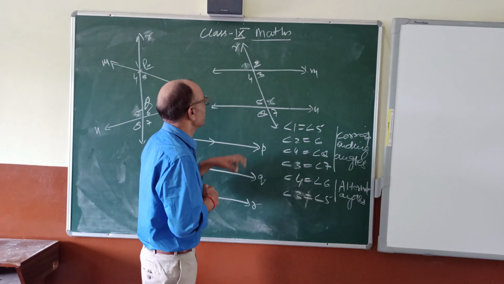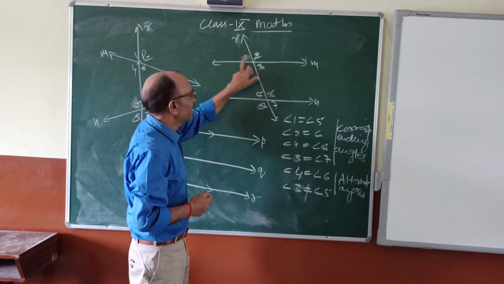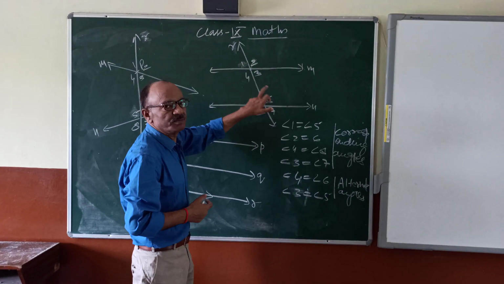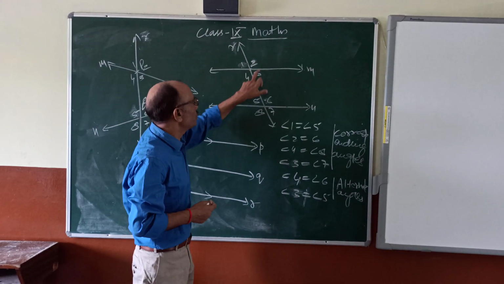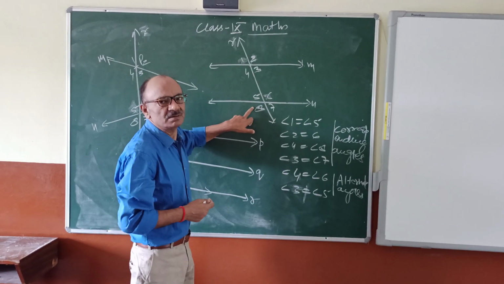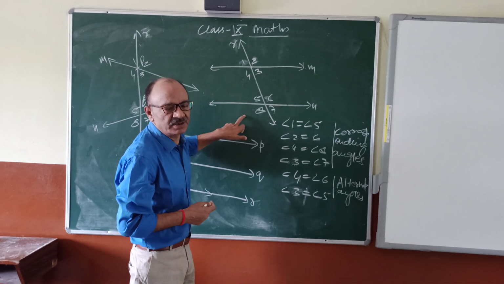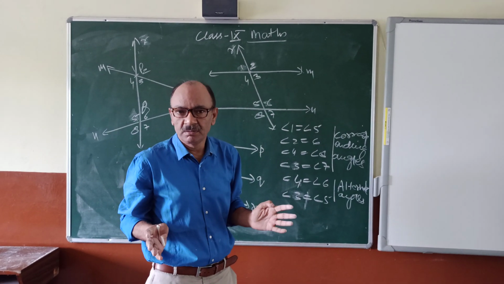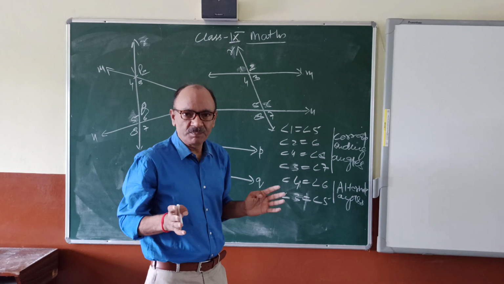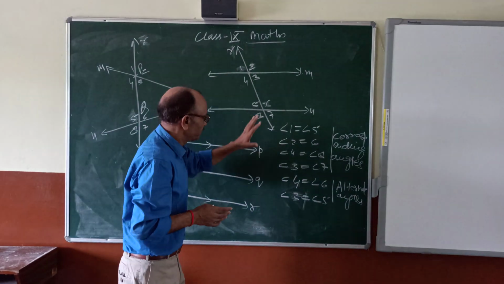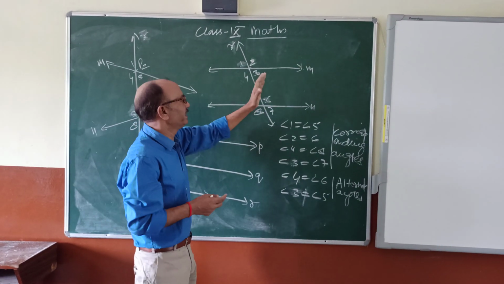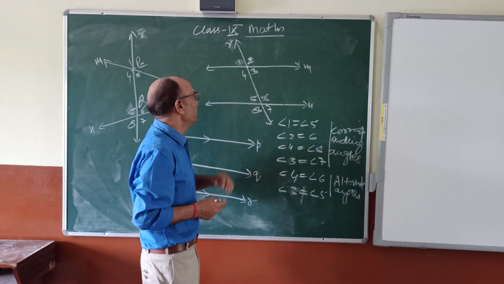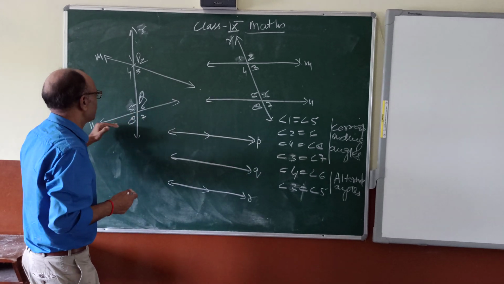Right? Another point is the exterior angle. 1 and 7 are co-exterior angles. The sum of 1 and 7 will be 180, and the sum of 2 and 8 will be 180 because they are co-exterior angles. Is that clear? So, this is all about the lines when the lines are parallel and the transversal is intersecting. And this is the case.